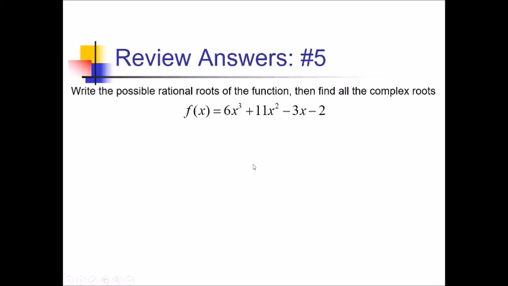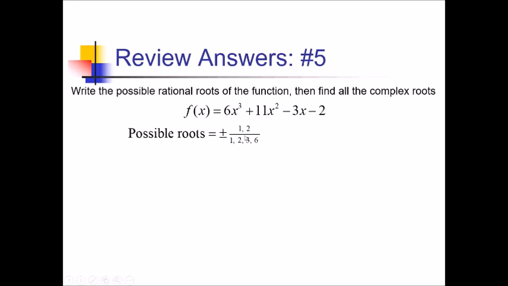On this problem, we are being asked to find the rational roots, possible rational roots anyway, of this polynomial, and then find the actual complex roots of this. So to get the possible rational roots, we have to take factors of the constant divided by factors of the lead coefficient. So we're going to have plus or minus a whole bunch of fractions. So 1 and 2, those are the factors of the constant. Not a whole lot of options there. Factors of the lead coefficient, 6, that's going to be 1, 2, 3, and 6.